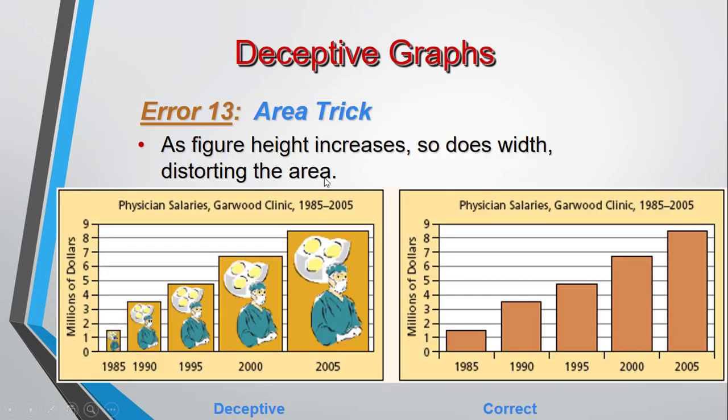Area trick. As the figure height increases, so does the width, therefore distorting the area. As the physician salaries, when this is a clinic, you can see that as the height increases, the width also increases, and that makes the area look much larger than this one here. When in effect, the true number is in this chart on the right. So that's the correct one. That's called the area trick. So don't use it.